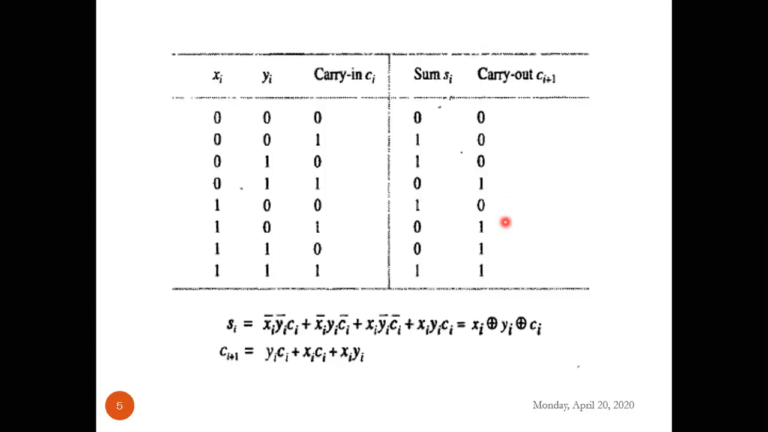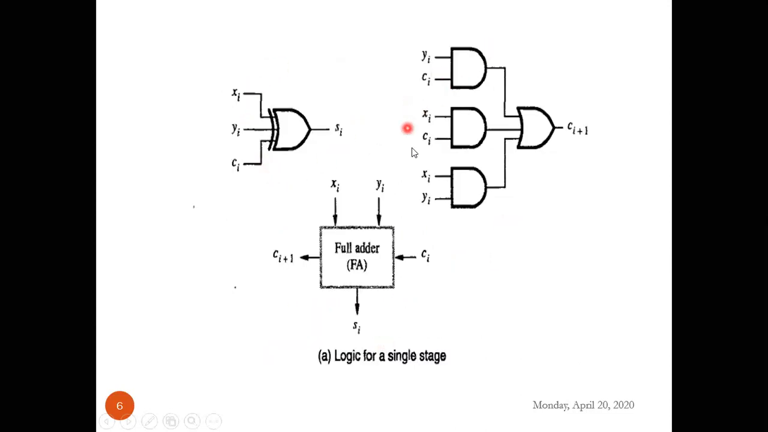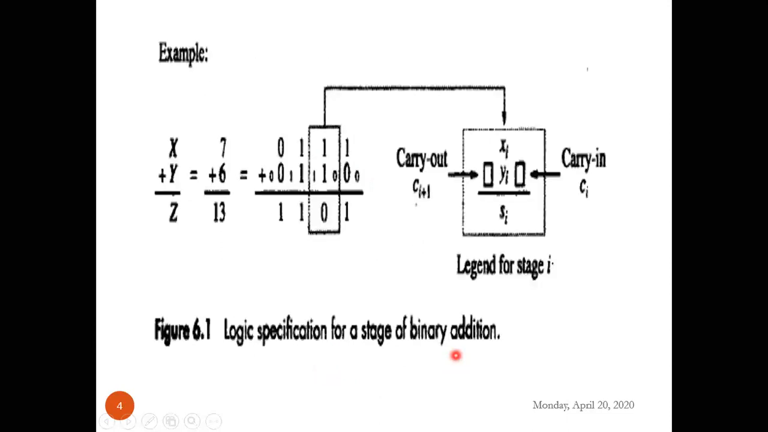Now we have seen all combinations of inputs. What are the outputs that we get? We have designed the equation and we have drawn the logic circuit for the full adder. So inside the full adder, these circuits will be present. So this is just the logic for a single stage. Now, if you go back here, for every stage, I have 3 inputs and 2 outputs. I require one full adder. Again, for the next stage, I require one full adder.